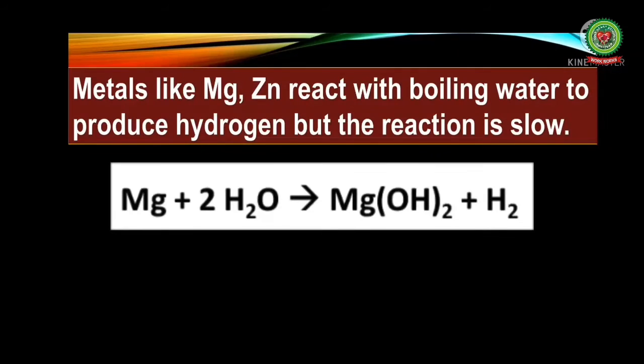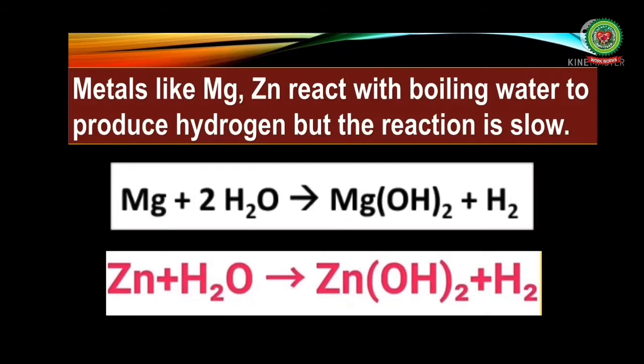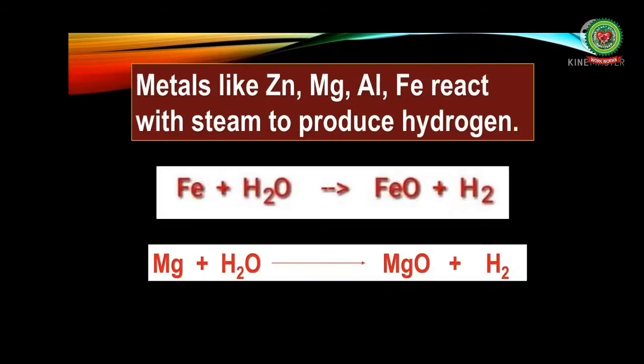Here, magnesium reacts with water to produce magnesium hydroxide and hydrogen gas. Similarly, zinc reacts with water to produce zinc hydroxide and hydrogen gas. Metals like zinc, magnesium, aluminium, iron react with steam to produce hydrogen.